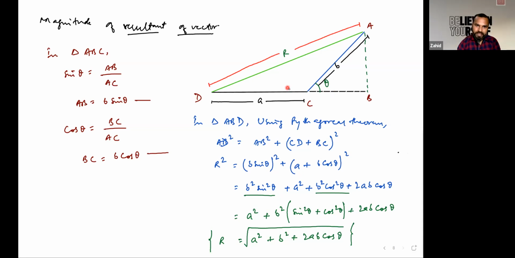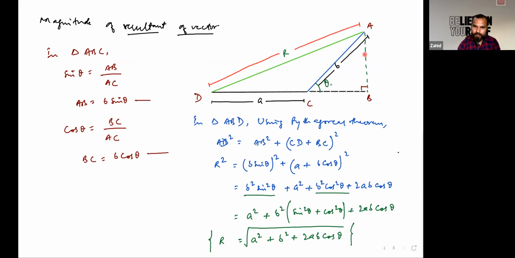In the last part, I had defined the triangle law. Let's say this is the first vector A and this is the second vector B, and their inclination is theta, for which the resultant is R. So I have just extended this part and drawn a vertical from this part. So this will be 90 degrees.